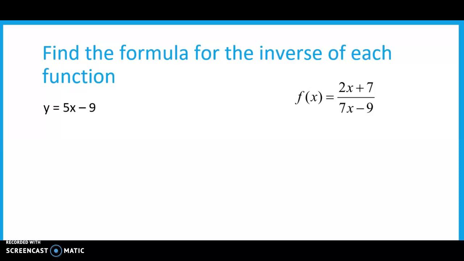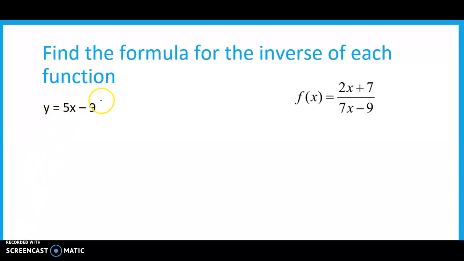In this video, we are going to find the formula for the inverse of each function. The first example that we'll do is fairly straightforward. The second example follows the same principles, but is rather complex in the algebra. So let's get started. There are two things that we need to do in order to find the inverse.